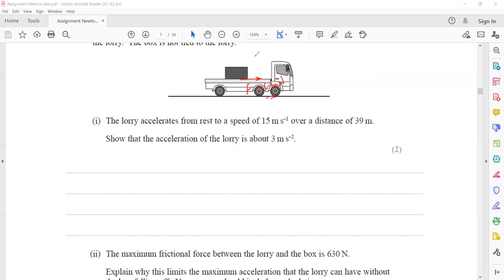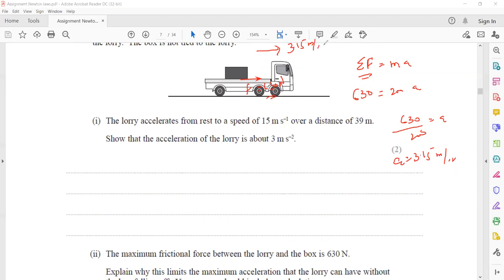So the frictional force is actually responsible for the resultant force. So resultant force is equal to ma, and the resultant force is the frictional force, which is 630. The mass of the box is 200, that is given in the first part, and acceleration. So 630 divided by 200, so the acceleration will be 3.15 meters per second squared. So this means the truck can have a maximum acceleration of 3.15 meters per second squared.